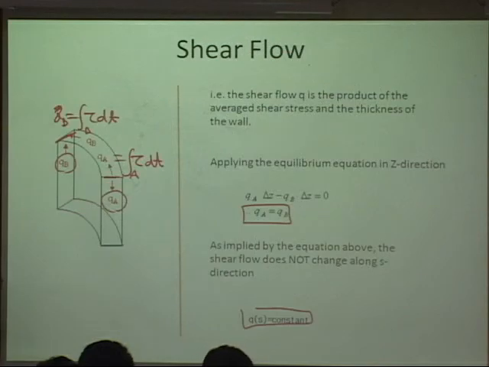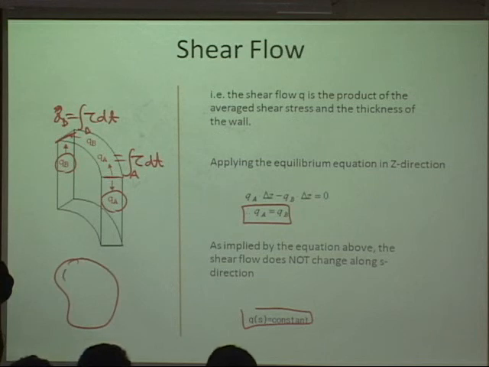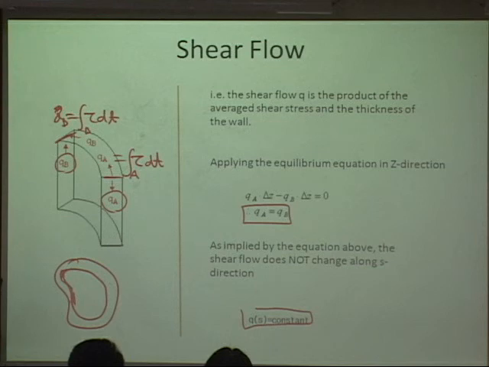So anyhow, shear flow is always the same. Let me ask one question. If we have a wall that is very thin in some places and very thick in others, here is very thin, and here is very thick, and it is subject to a torque T, where do we have the maximum shear stress?